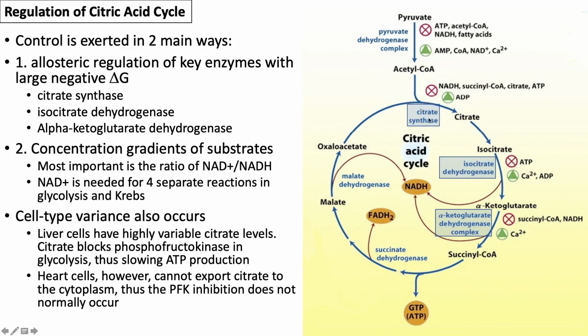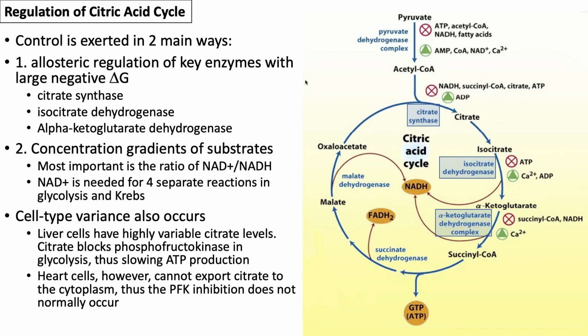But that it physically is blocking phosphofructokinase's abilities. Now, heart cells are unable to export citrate into the cytoplasm. So this is what's kind of tricky about this. In your liver cells, they can transport citrate out of the mitochondria and into the cytoplasm where glycolysis occurs. Your heart cannot do that, which kind of makes sense. You don't ever want your heart cells to be blocked from undergoing glycolysis, okay?